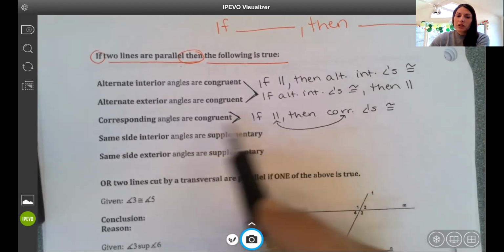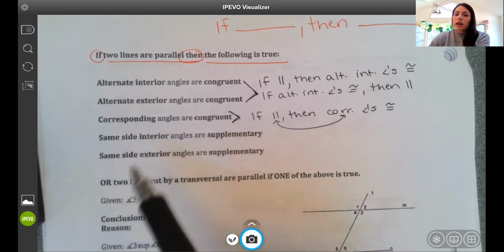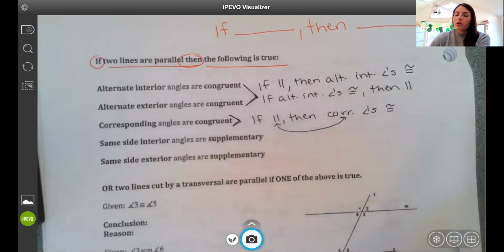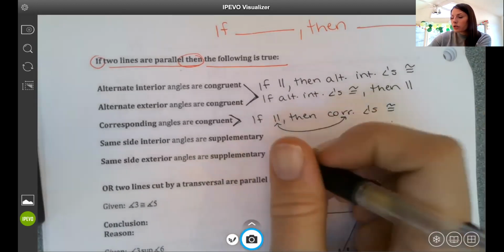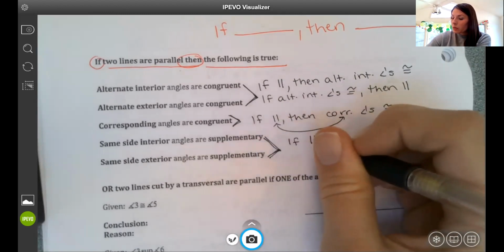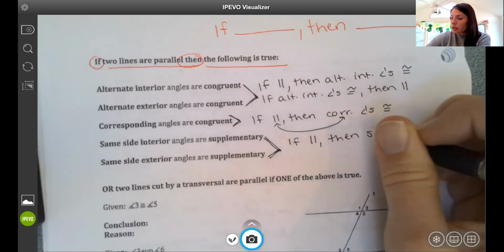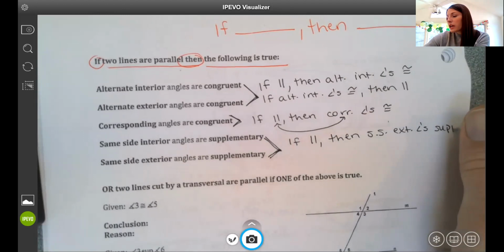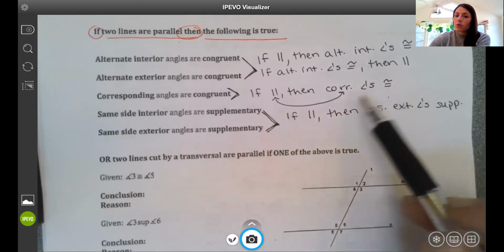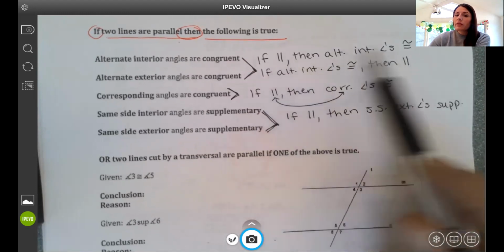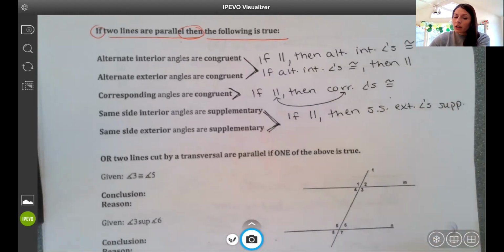Now I take a lot of points off for this. The same side angles are not congruent, they're supplementary, and students tend to want to write the if-then always the same and end with congruent. So we still are going to write an if-then, but it would be if parallel, then, and I'll just choose one of them, same side exterior angles are supplementary. Make sure we change what the relationship is. If this, then supplementary, not then congruent. Or again, vice versa.